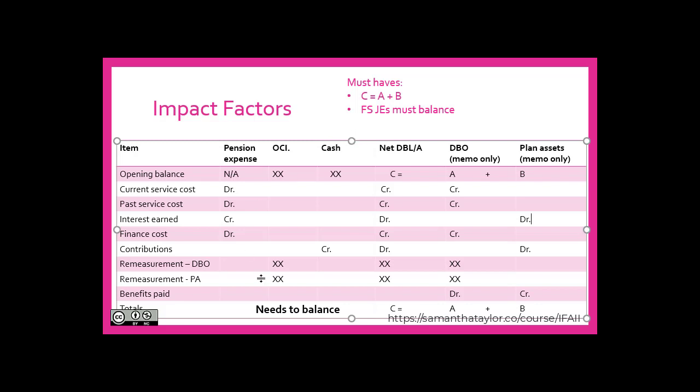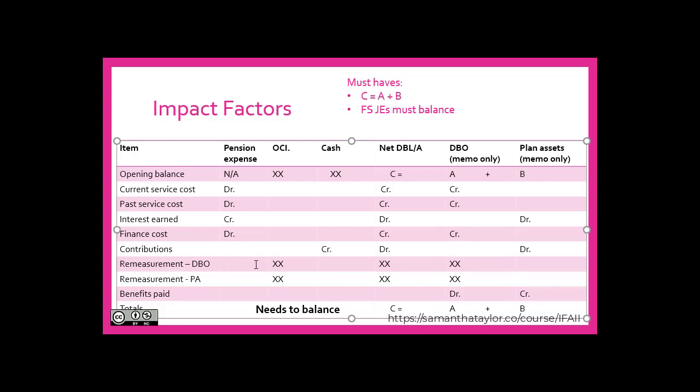Okay, so contributions. Now this is when an employer is contributing cash to the pension fund. So if they're paying some cash, that's going to decrease their cash accounts, and that's going to increase the plan assets. So they're paying it to the third party, the management company, the trust of this pension, and it's going to increase the amount of assets there. Then I have my C equals my A plus my B. So I have a debit to the plan assets, and I have a credit here. Do a quick check. My debits equal my credits on the financial statements, and I'm good to go.